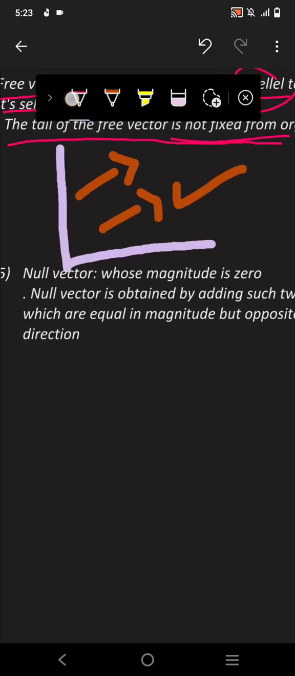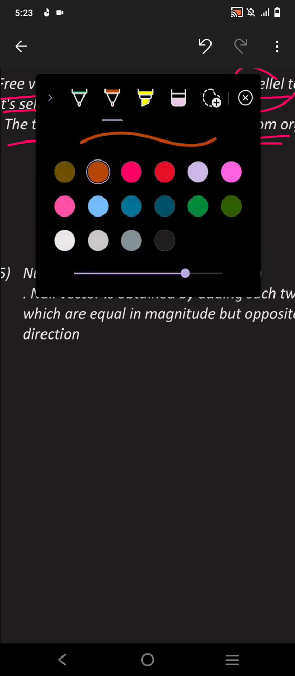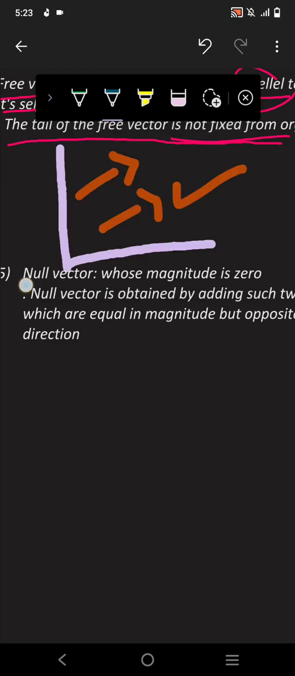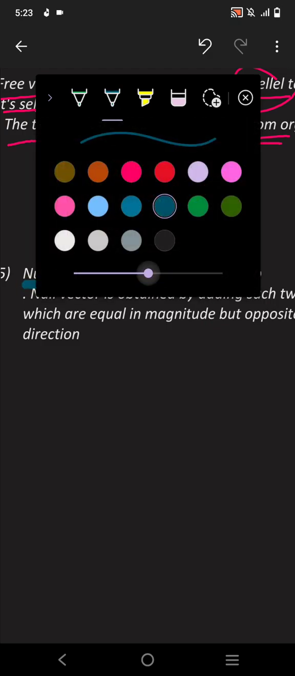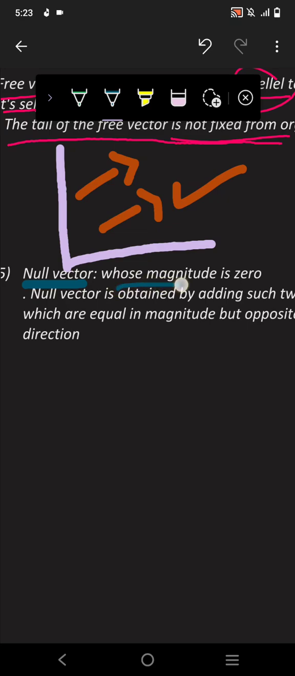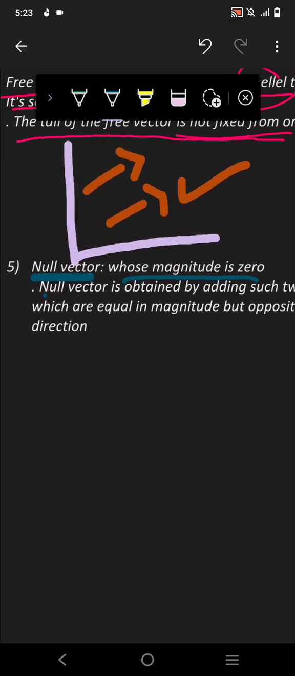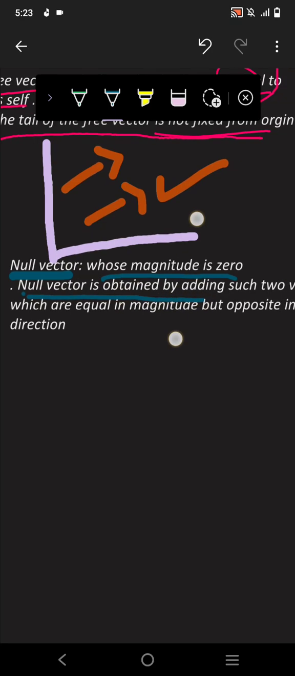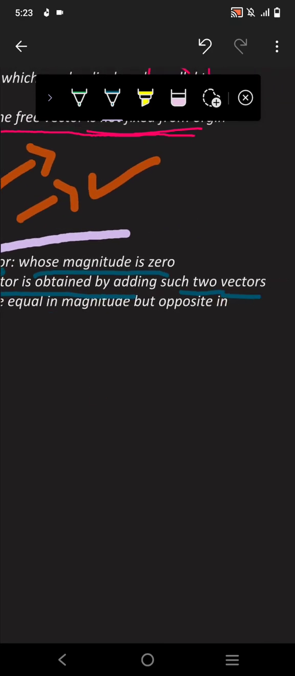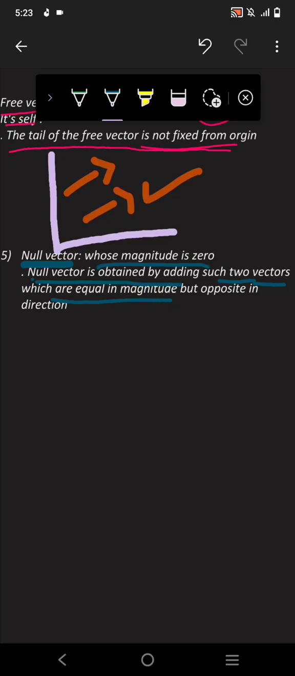Alright, this is a very interesting type of vector, that is the null vector. Null vector, right? So a null vector is a vector whose magnitude is 0. Alright, now how can it be 0? Let's prove it. We have one condition. The null vector is obtained by adding two vectors which are equal in magnitude but opposite in direction. Equal in magnitude, I'm going to draw, but opposite in direction. They both are equal in magnitude.